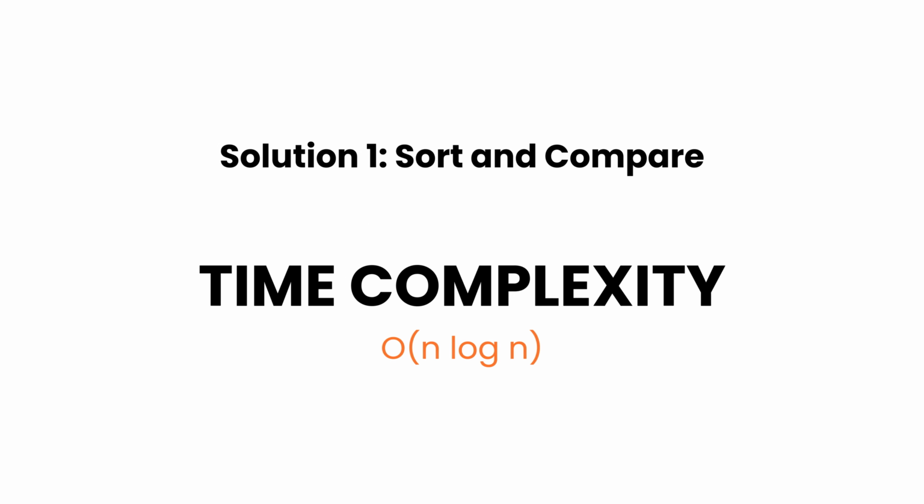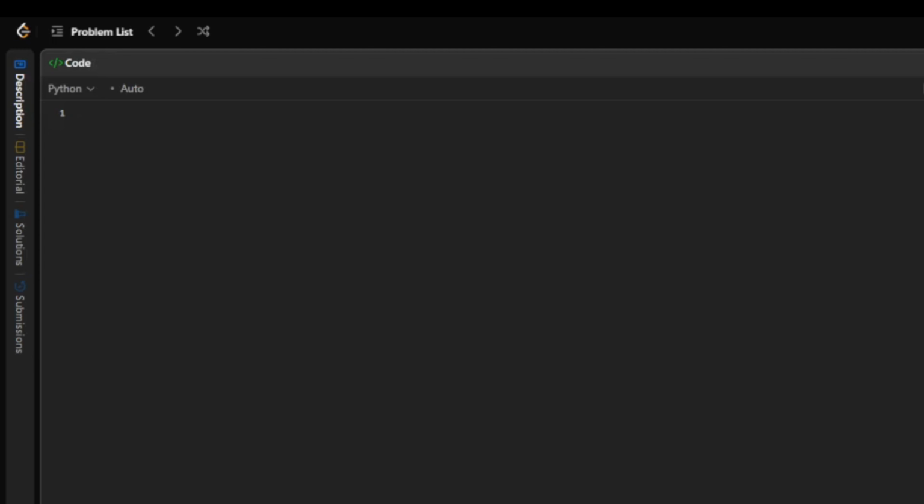Now, let's break down the first Python solution for valid anagrams, a simple and intuitive approach that checks whether two words contain exactly the same letters. We begin by defining the Solution class. This is the standard structure LeetCode expects, so it knows where your function lives. This defines our function as isAnagram, which takes two strings, s and t. Our job is to determine whether they're anagrams of each other, meaning they contain the same letters in any order.